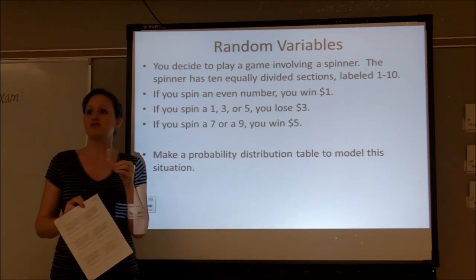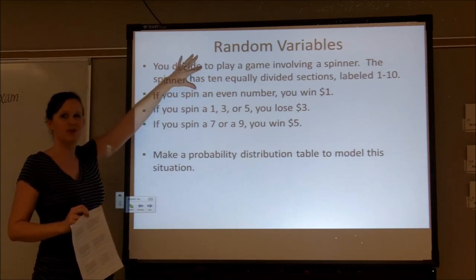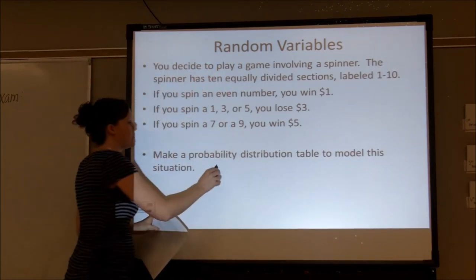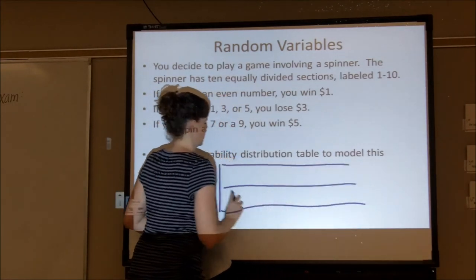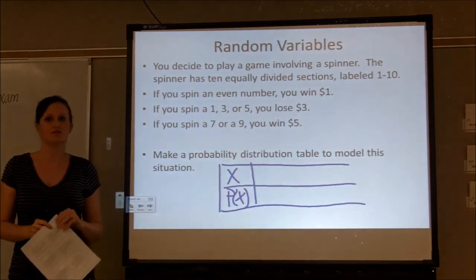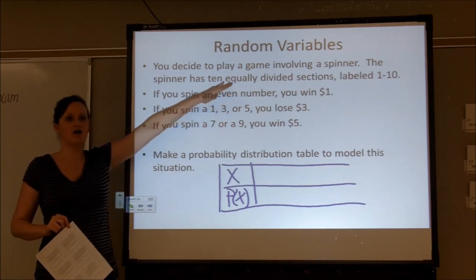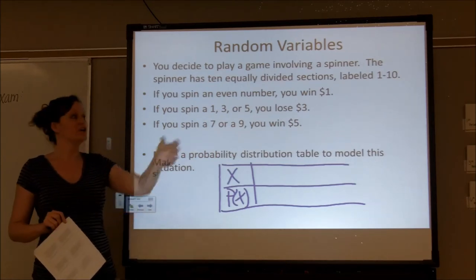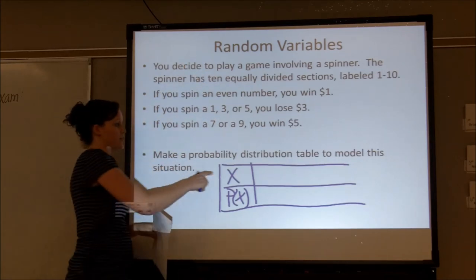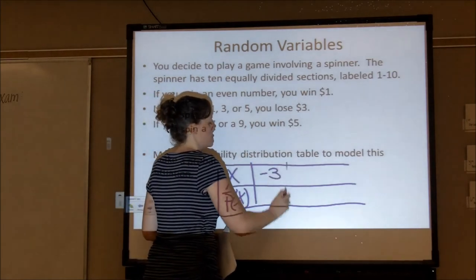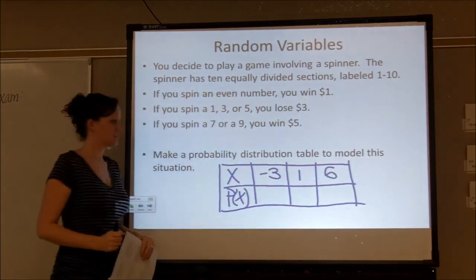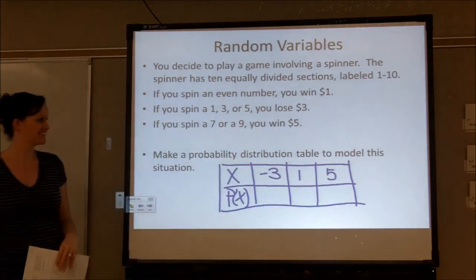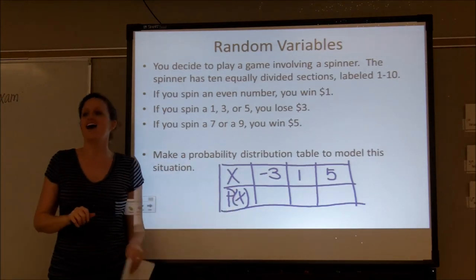Now, the number one point of confusion with this type of thing is to try to put the actual spinner outcomes as the x values. 1 through 10 are not the outcomes. I'll say that again. 1 through 10 are not the outcomes. What are the outcomes? These three things: a dollar, $3, a negative $3, and $5. The outcome is what actually happens. We use the 1 through 10 to figure out the probability of each of those outcomes. So let's put them in order: negative 3, positive 1, positive 5. Those are the possible outcomes.